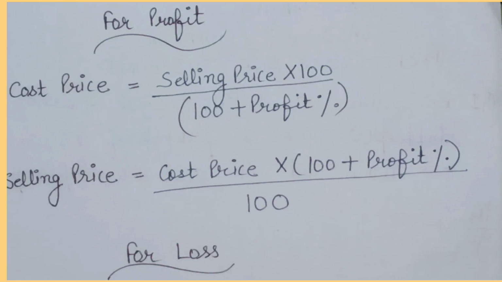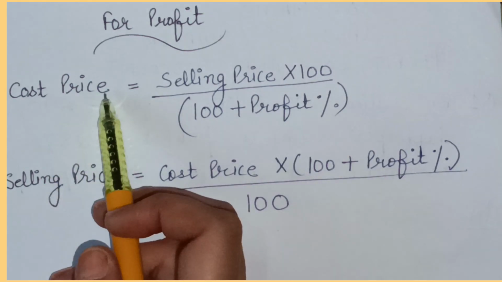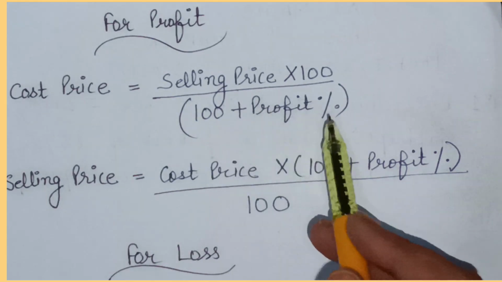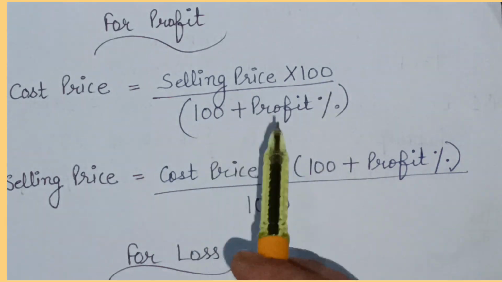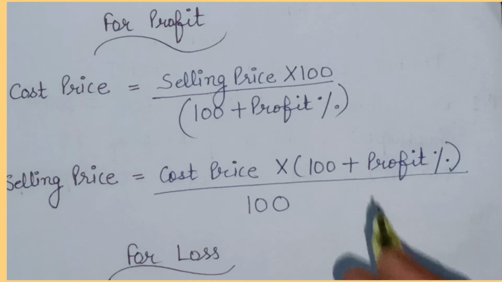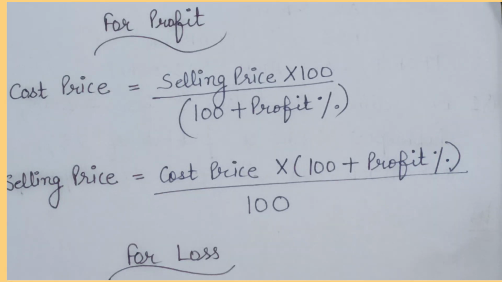Here are some formulas. When profit is given and we calculate the cost price, the formula is cost price equals selling price multiplied by 100 upon 100 plus profit percent. And when profit is given and we calculate the selling price, we apply the formula: cost price multiplied by 100 plus profit percent upon 100.